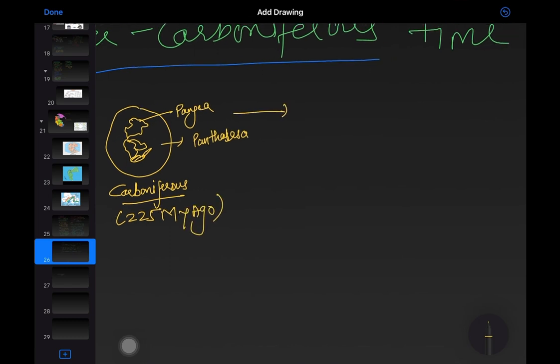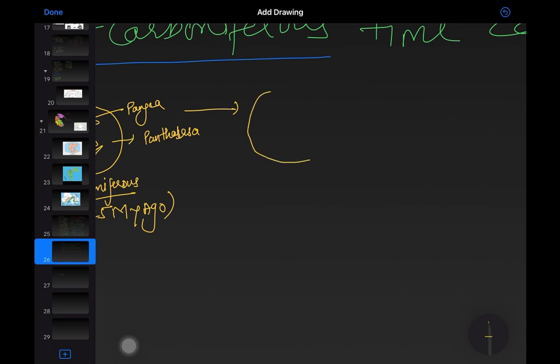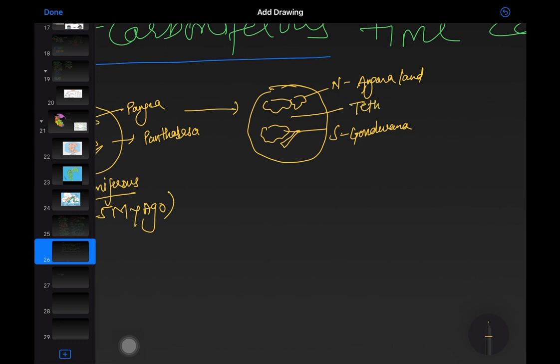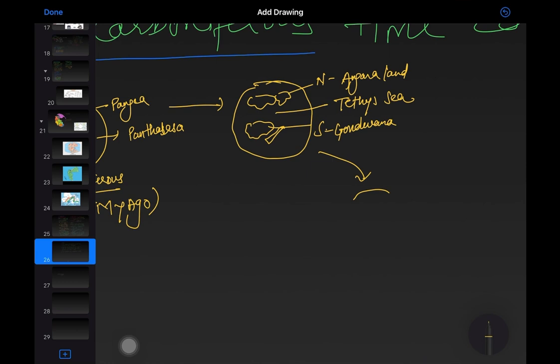Then this Pangea got split into northern Angaraland and southern Gondwanaland, which are separated by the Tethys Sea. Further north-south drift causes the further breakdown of these continents, and the continents started their journey from what their position is today. It is nearly 65 million years ago that the continents broke and started their journey.